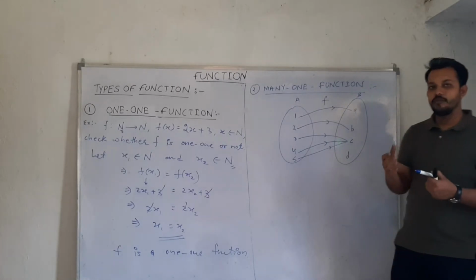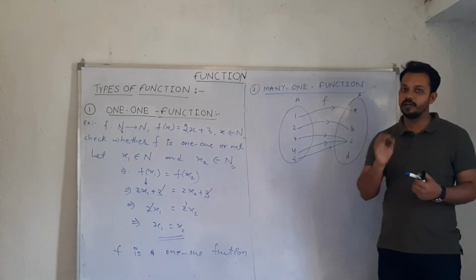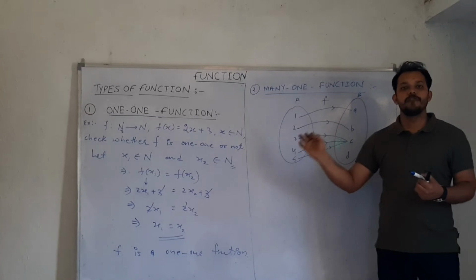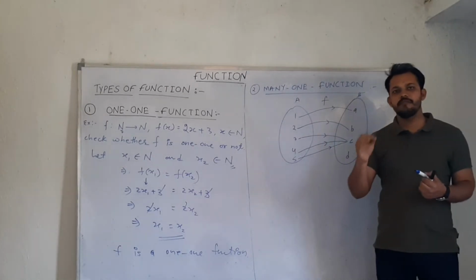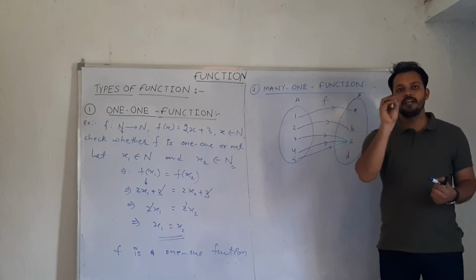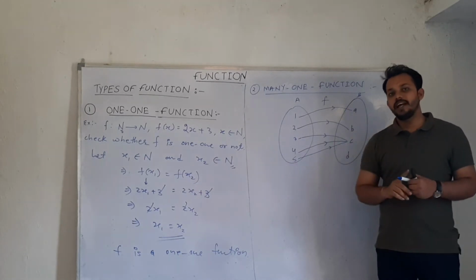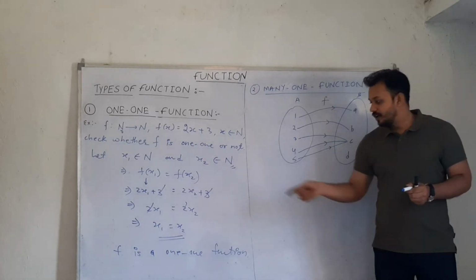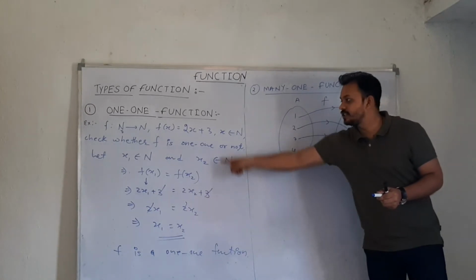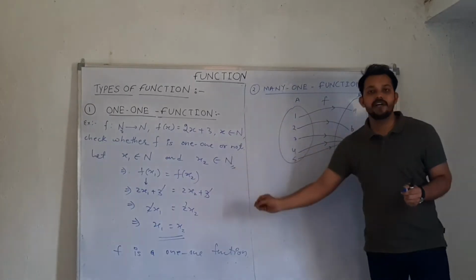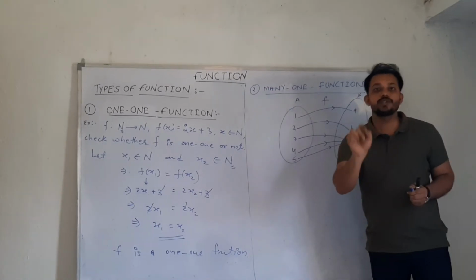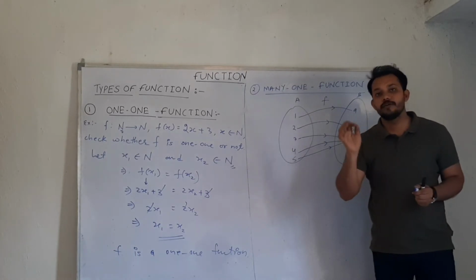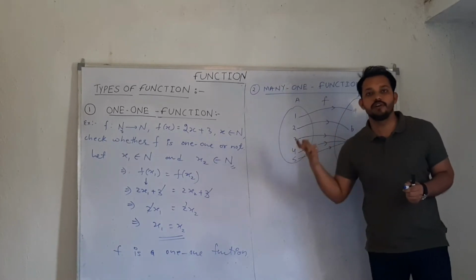And how to check whether a given function is many-one or not? The working rule to check whether a given function is many-one or not is the same as the 1-1 function. In the same way we will take two elements x1 and x2. We will equate f of x1 and f of x2. Then if you prove x1 is equal to x2, then this is a 1-1 function. By using the same working rule, when we prove x1 is not equal to x2, then the given function is many-one function. Just the opposite of the 1-1 function.